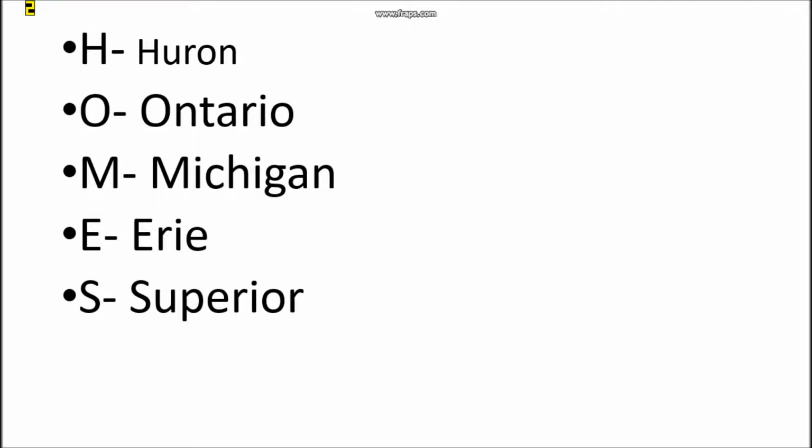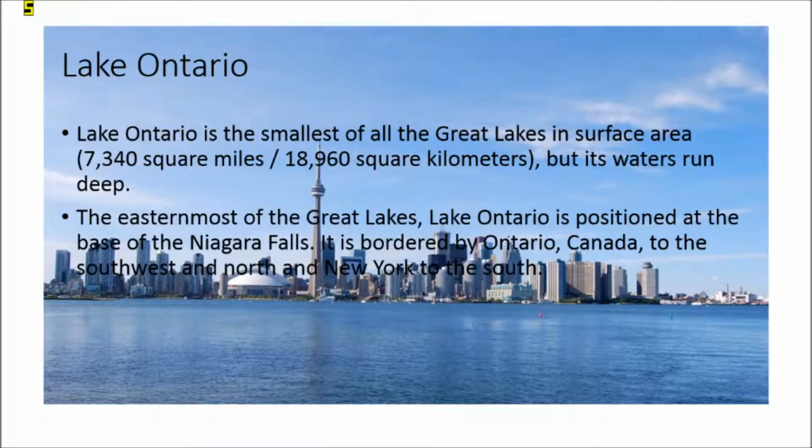So now I'll talk about each of the lakes in depth. Lake Ontario is the smallest of all the Great Lakes in surface area, but the water runs deep. It is the easternmost of the Great Lakes. Lake Ontario is positioned at the base of Niagara Falls. It borders Ontario and New York. In the background, we see the city of Toronto, which lies on the shorelines of Lake Ontario.